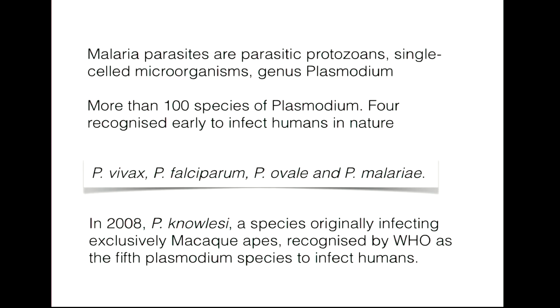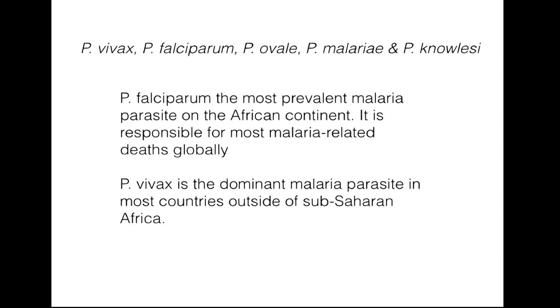And one more was added to that in 2008, which is Plasmodium knowlesi, which was originally known to infect only monkeys, but then it was realized that it also was an important factor in affecting human beings as well. The most prevalent malaria parasite on the African continent is Falciparum, which is itself responsible for most malaria-related deaths globally. But outside of sub-Saharan Africa, it's Vivax, which is the dominant malaria parasite.